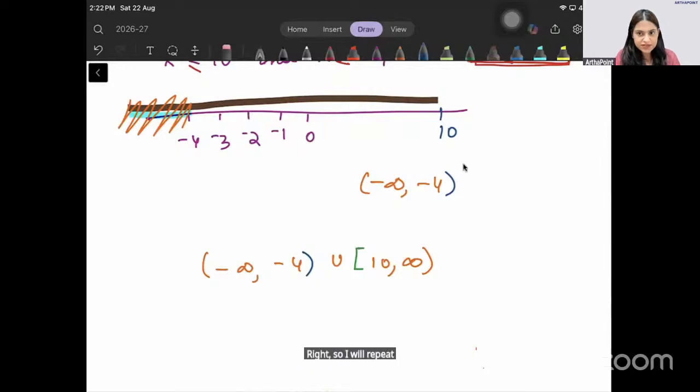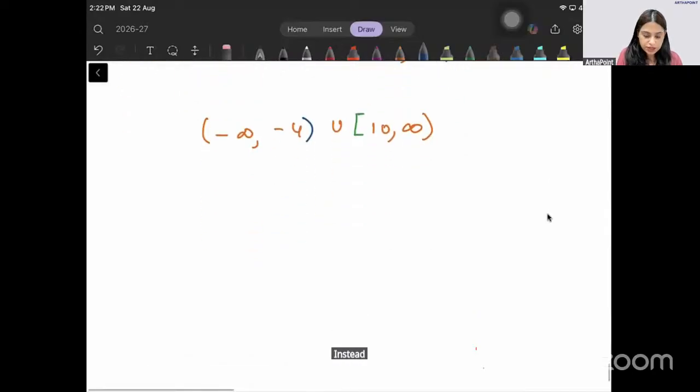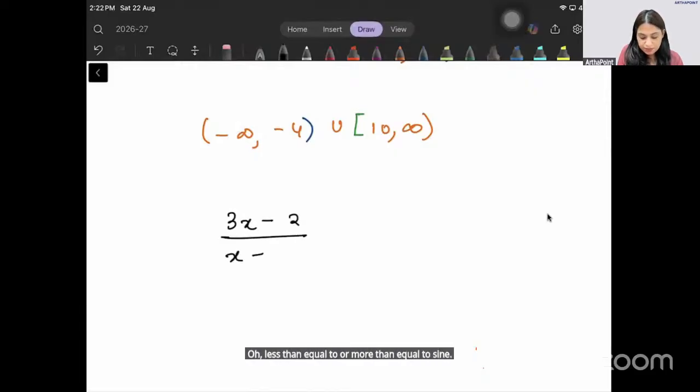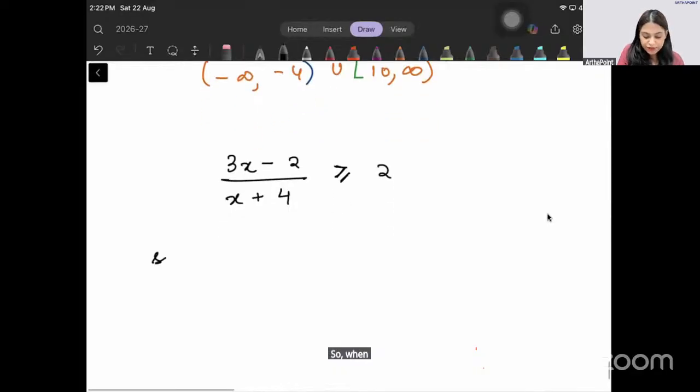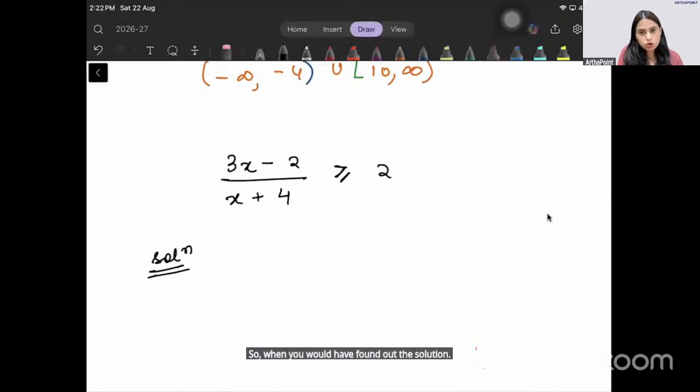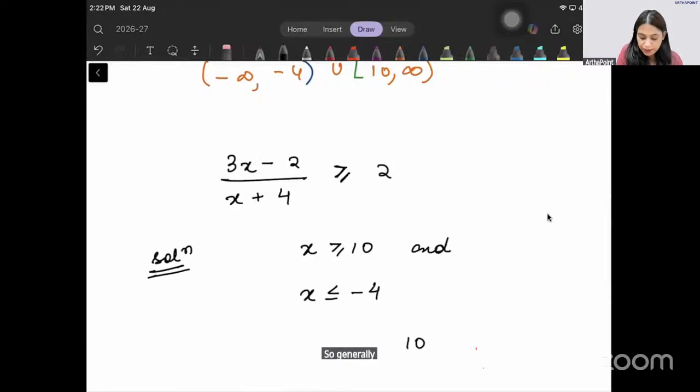So I will repeat what I have said. If in the question, instead of a strict inequality, you were given a less than equal to or more than equal to sign, then when you find the solution, you will get x greater than equal to 10 and x less than equal to -4. Generally speaking, your 10 will be included, it will come in closed bracket. And even -4 would come in closed bracket.